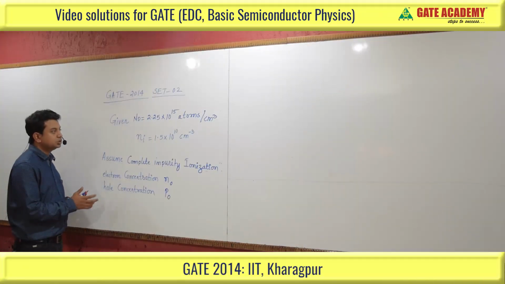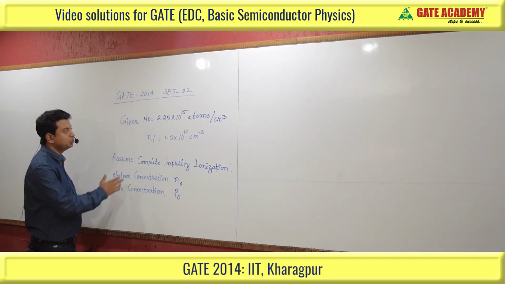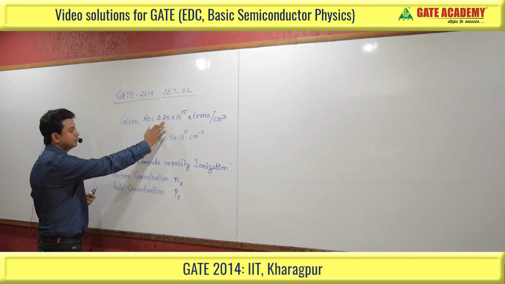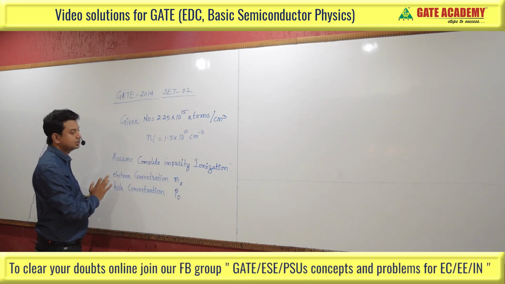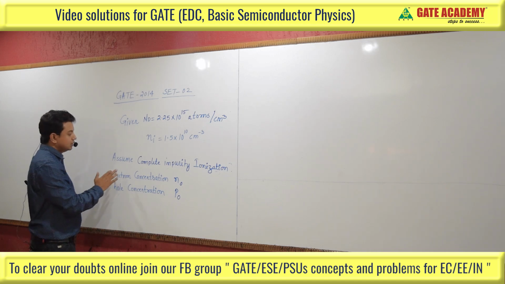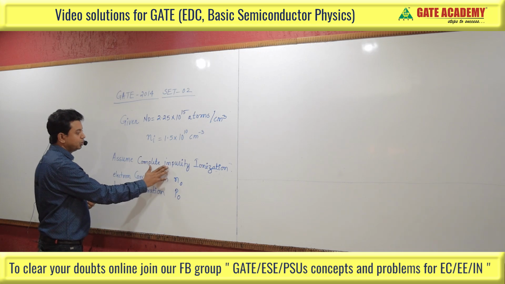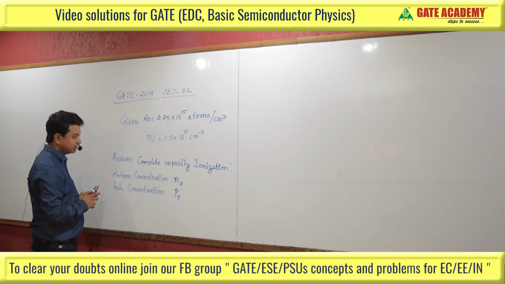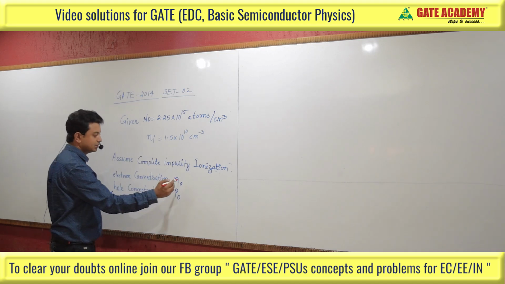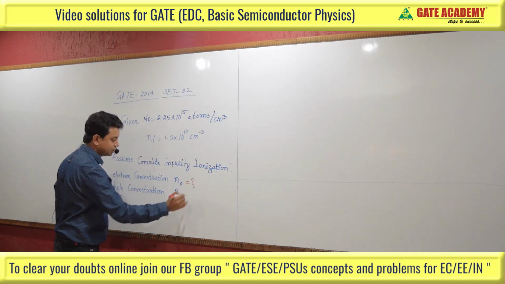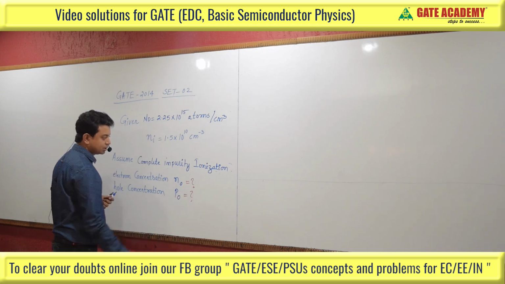So this is the question. It is given that a silicon bar is doped with donor atoms, and this is the concentration of donor atoms added in the silicon bar, and this is the intrinsic concentration which is given. One assumption is given, that is complete impurity ionization. Two things have been asked: the first is the electron concentration, n0, which is the question mark, and the hole concentration, represented by p0, which is also a question mark.